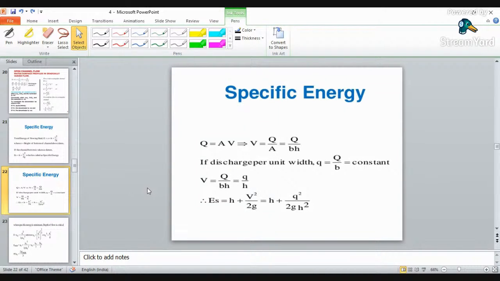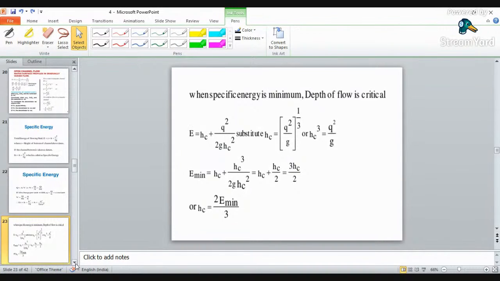So now we know that discharge is nothing but area into velocity. So your velocity will be discharge per unit area, and area is nothing but B into H in case of a rectangular section. So replace that, and you will get velocity is nothing but small q by H. And what is small q? It is discharge per unit width, that is Q divided by B. So replace V is equal to q by H in the specific energy formula, and you will get E is equal to H plus q square by 2g into H square.